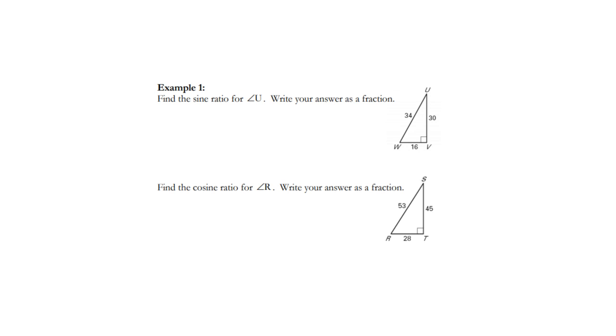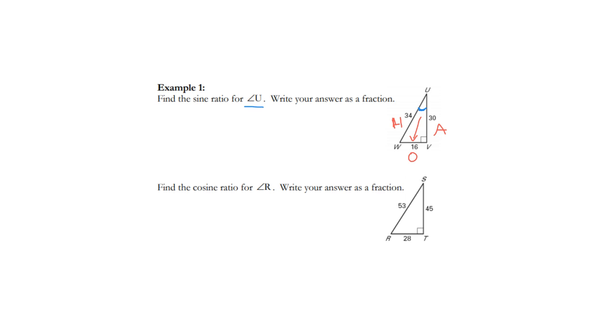Okay, so let's find the sine ratio for a given angle and then the cosine. We're going to do the sine ratio for angle U, and then we'll do the cosine for angle R. So in the first one, here's angle U, it's my reference angle, and I'm going to label my sides. Across from the right angle is my hypotenuse. Across from the reference angle is the opposite side, and the remaining side is adjacent.